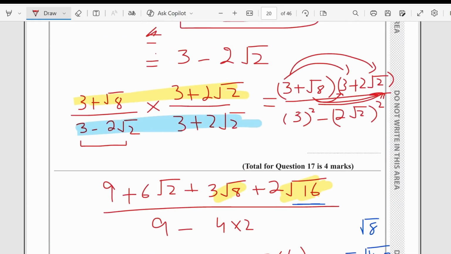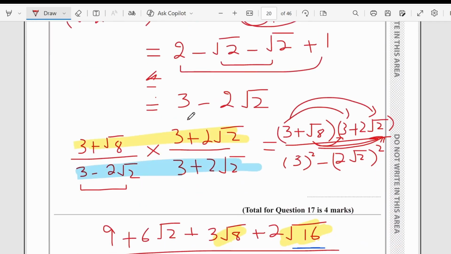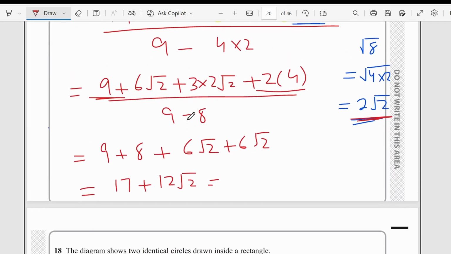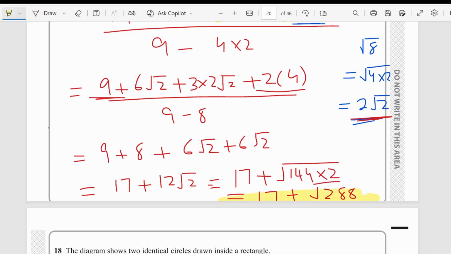As we are given the form p plus square root of q, it means the other value will be in the surd form only. So if we write 12 into surd, it would become its square, that is 144, times 2. So our final answer is 17 plus square root of 288. That's our final answer. Question number 18.